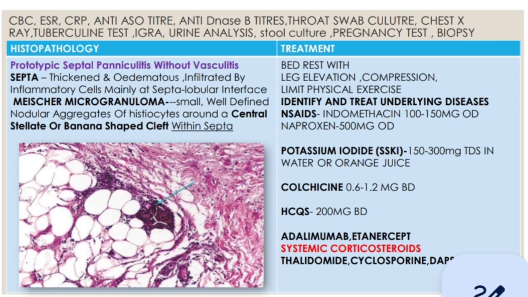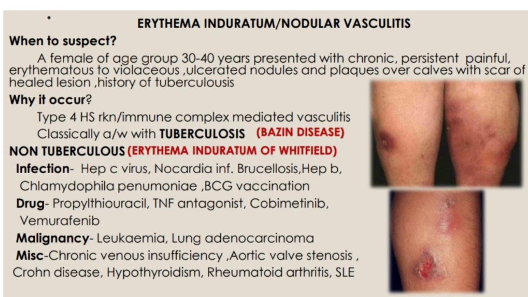Coming up, the next entity is erythema induratum and nodular vasculitis. The clinical presentation of this case is a female of the age group 30 to 40 years presenting with chronic, persistent, painful erythematous to violaceous, ulcerated nodules and plaques over the calf, with scars of previous lesions in the heel regions, and giving a history of past or present tuberculosis. So, this is erythema induratum.